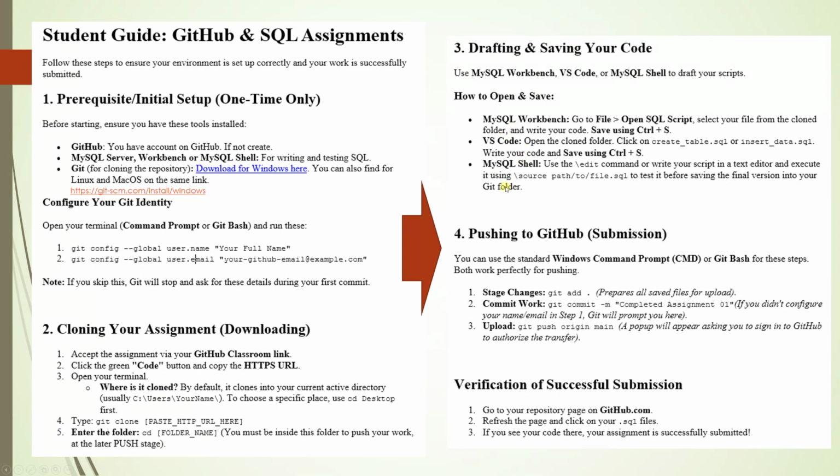So we will see them shortly, and then you have to push the completed assignments to the repository: stage, commit, and upload, and then you have to verify it. So actually it is a four-step process. The first step is the one-time prerequisites, then cloning, completing your code, and pushing it to the GitHub repository. That is the important one.